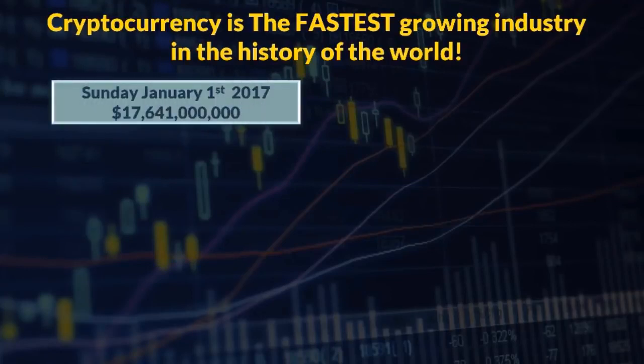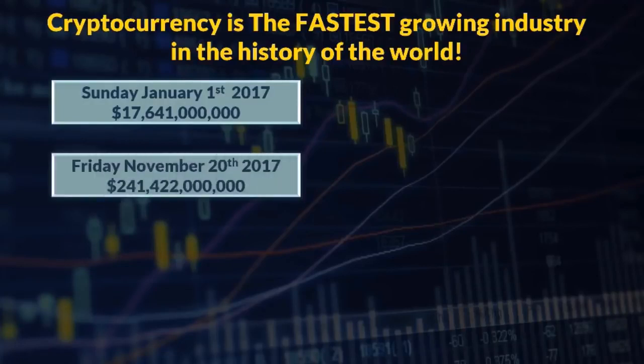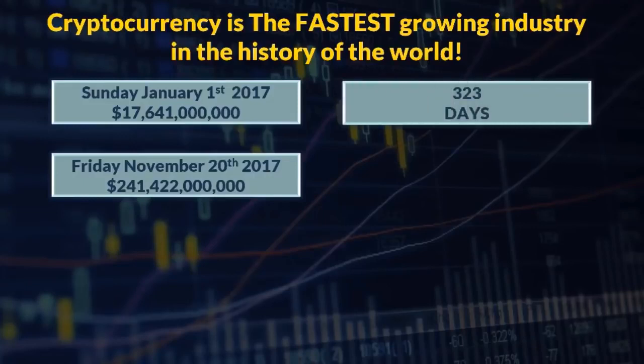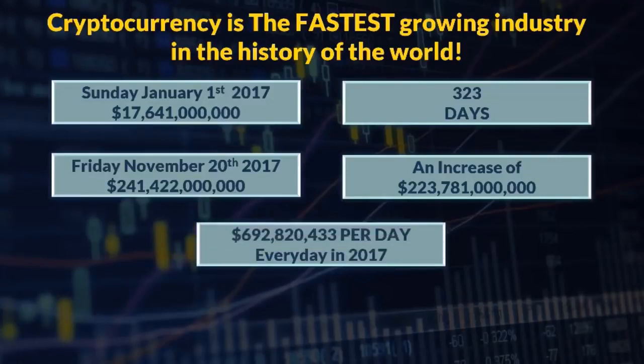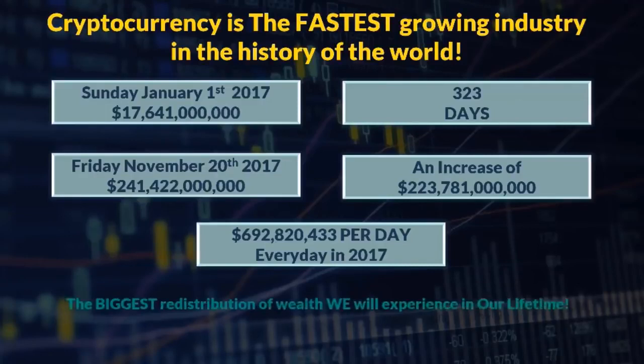In the first part of this year, January 1st, Bitcoin and cryptocurrency market cap was 17 billion. On Friday, November 20th, the Bitcoin market cap was 241 billion. That's a time span of 223 days, and that's an increase of 223,781,000,000. So every single day, on average, more than $692 million has come into Bitcoin. Okay, that's way more than $500 million every single day of 2017. And you're wondering how people are getting so stinking rich with Bitcoin.